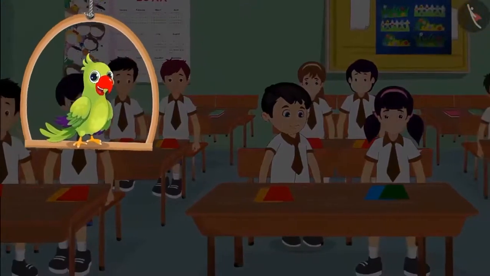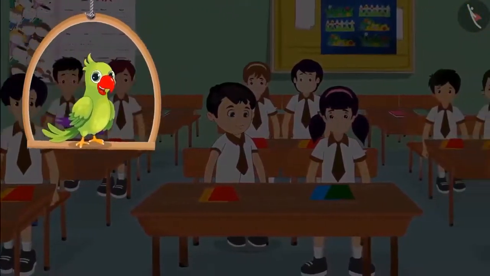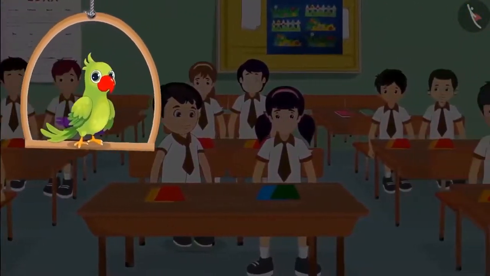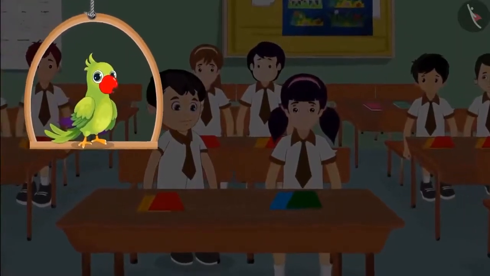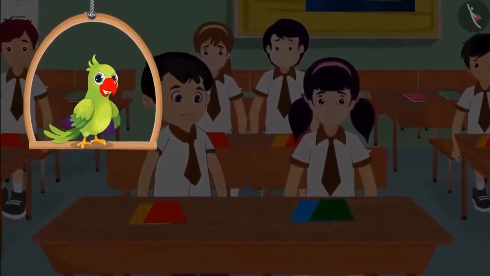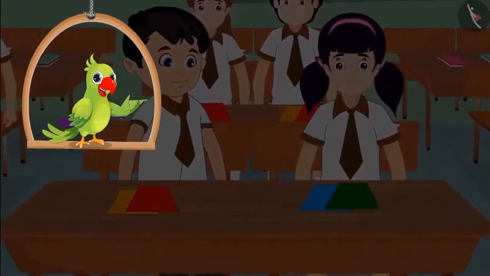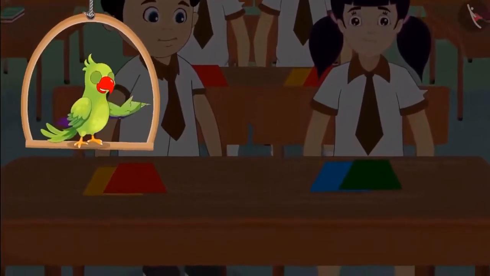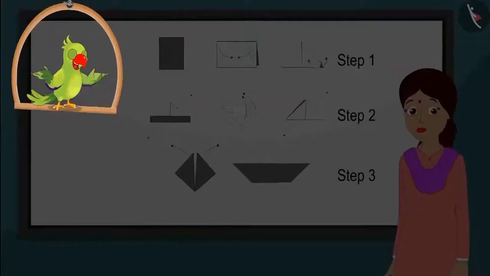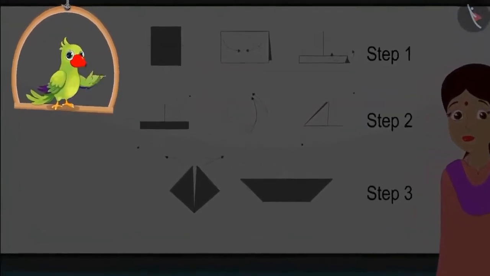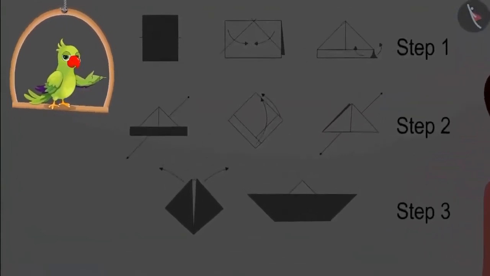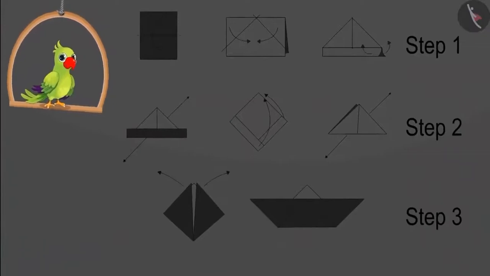Today in Chotu and Aarti's class, children are going to make paper boats. All the children have brought colorful papers from their home. Chotu and Aarti also have some colored papers. Madam showed the children how to make a boat and children also started making paper boats with her.